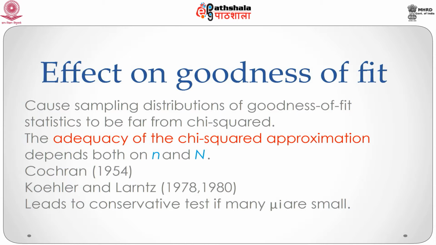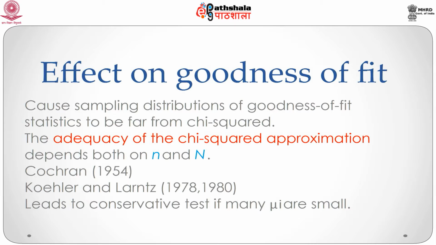Further research on the behavior of goodness of fit statistics has been conducted by Koehler and Larntz. They showed that the chi-square approximation applies with smaller n and more sparse tables than for the G-square goodness of fit statistic. The distribution of the goodness of fit statistic is usually poorly approximated when small n divided by capital N is less than 5.